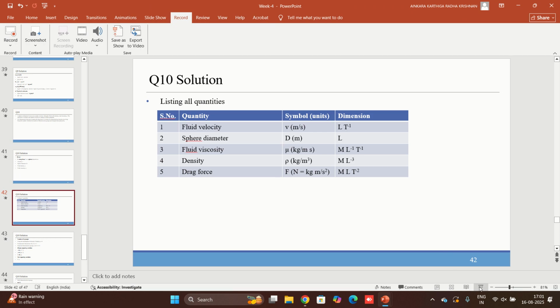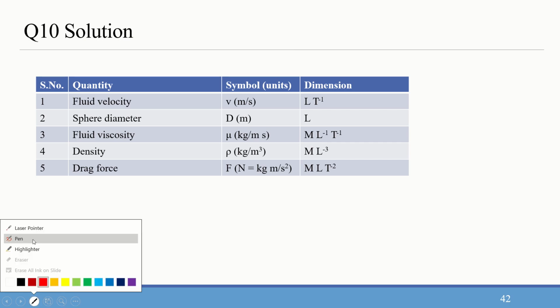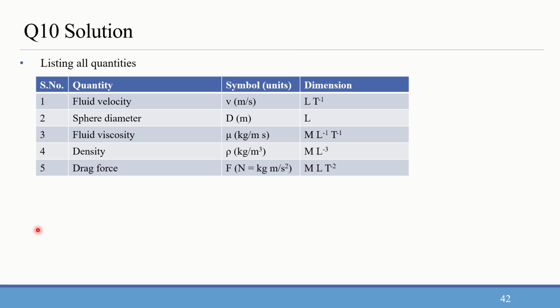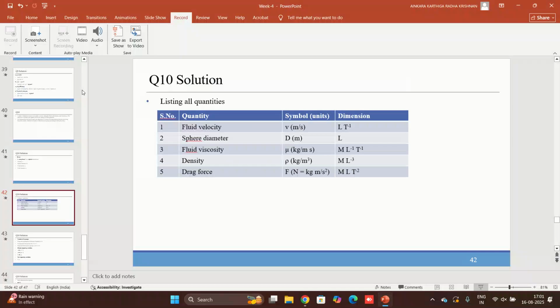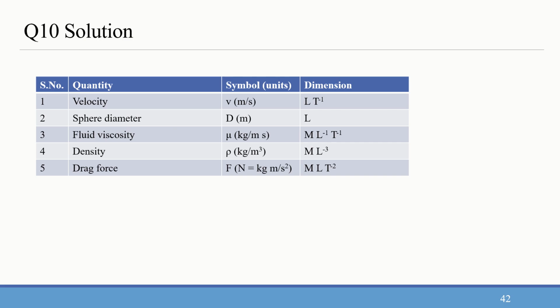Now, as we have done in previous problems, we are writing all the quantities. It is not fluid velocity, it is particle velocity, and the particle is only moving through a fluid. Fluid will be almost stationary in most of the problems. So velocity is v meter per second and its dimension is L t minus 1. Next is sphere diameter, represented as d, its unit is meter and its dimension is L.